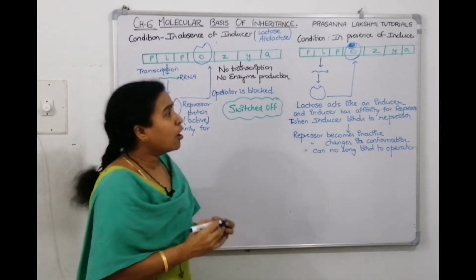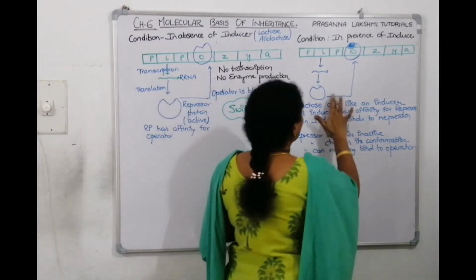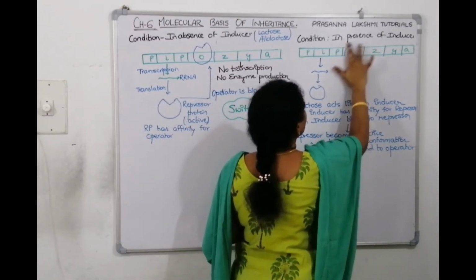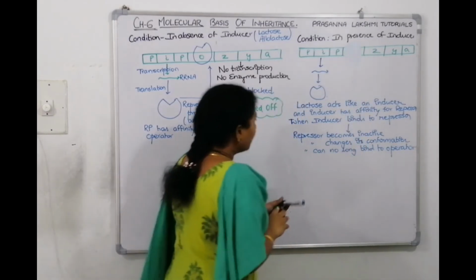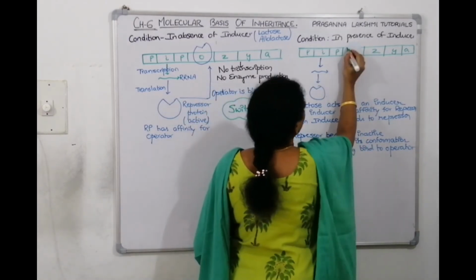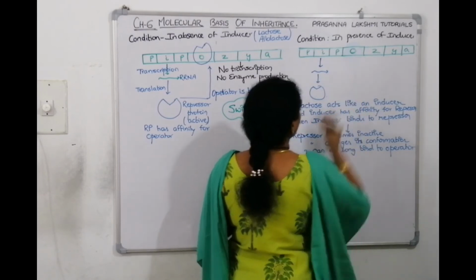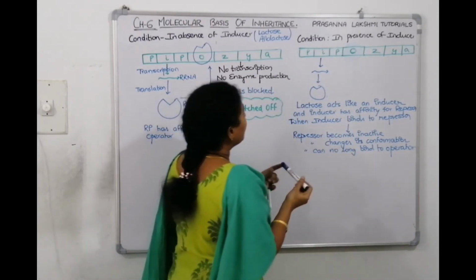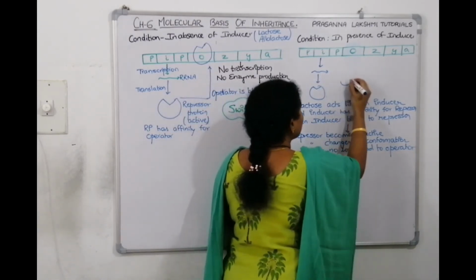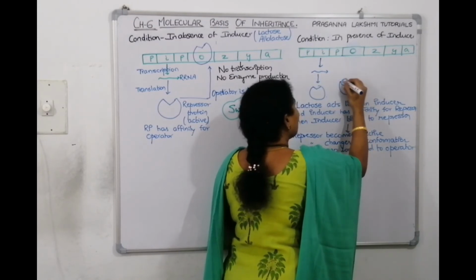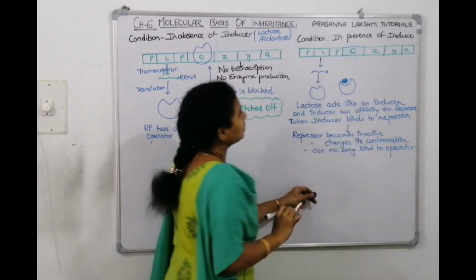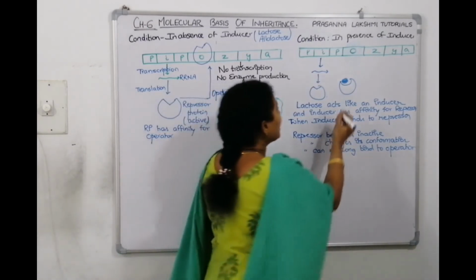If it can no longer bind to the operator, then this came out. You are telling that it became inactive, it can no longer bind to the operator. Then the operator becomes free. And what happened to this repressor? Its conformation changed because it is with the inducer. It came out and it became inactive.